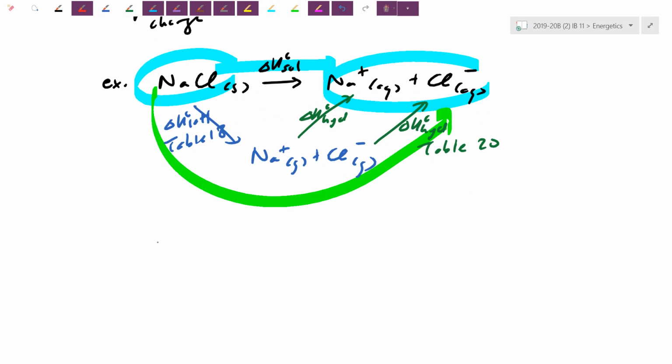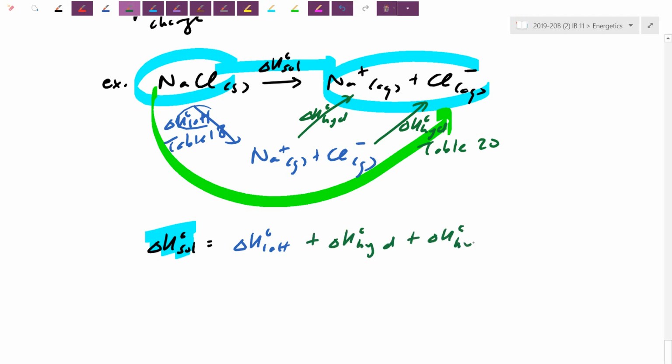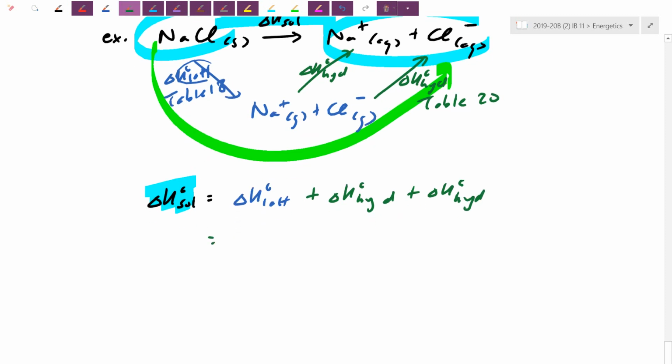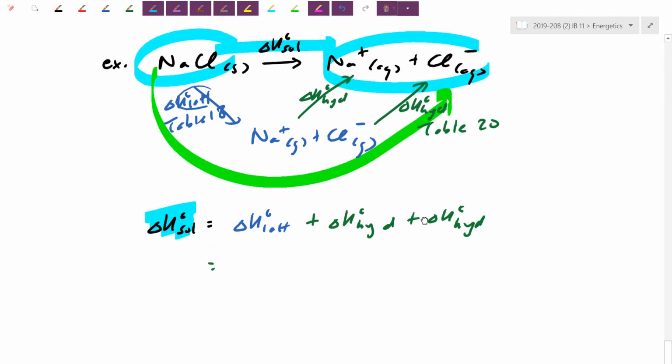But from Hess's law, it says the delta H solution, what I highlighted in blue there for you. To get from that solid lattice to the aqueous ions, you could imagine doing lattice enthalpy first. That's the first step in your green path. And then you can imagine doing hydration enthalpy: the hydration of sodium plus the hydration of chlorine. So let's look up some of these values. We had them at the top just to show you where they are.